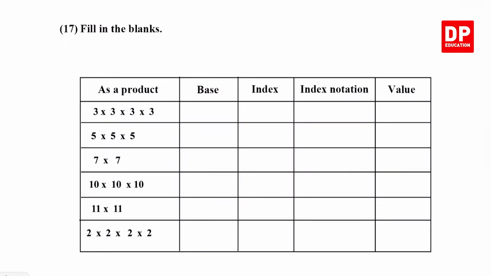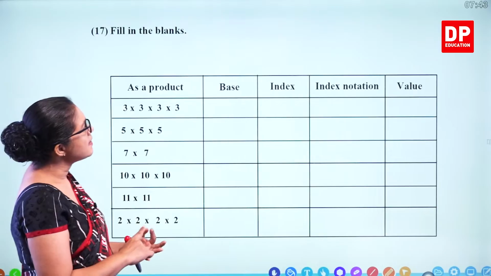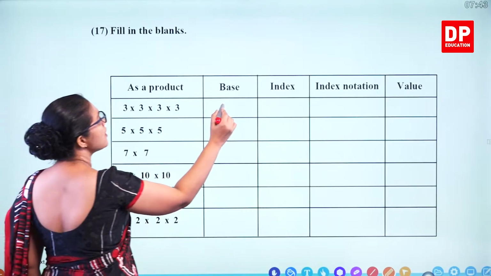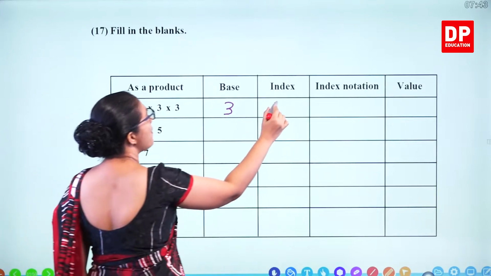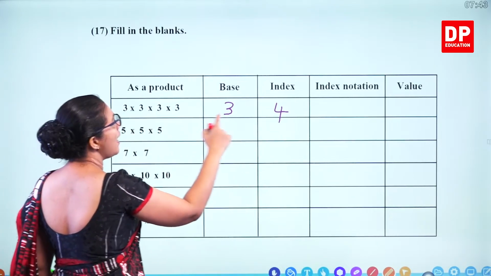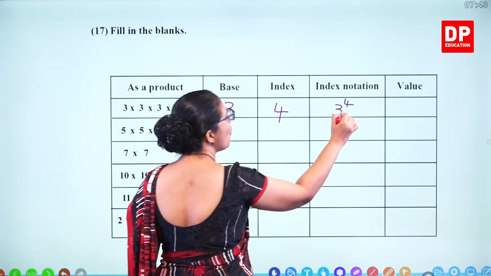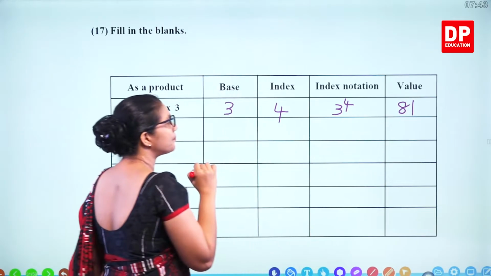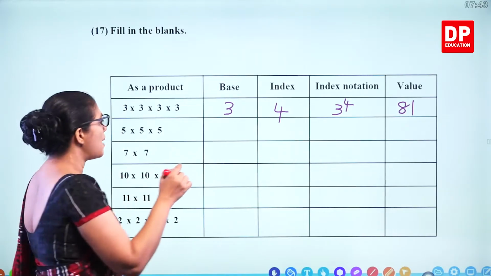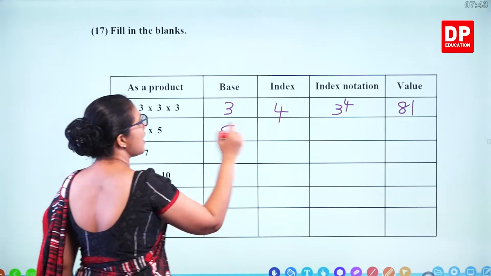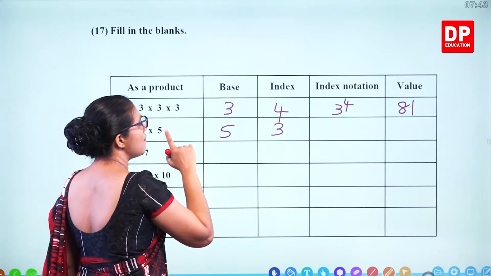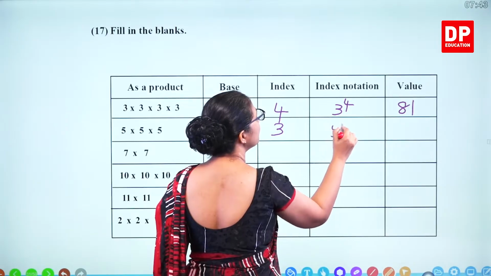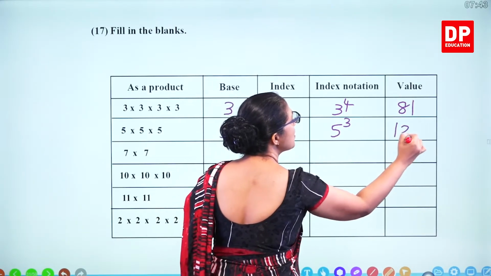Fill in the blanks. So you have to give the base, index notation and the value. 3 four times. So 3 is the base, power is 4 and this is 3 to the power 4. What's the number? 81. 5 three times. 5 is the base. Three times there, so index is 3. 5 times 5, 25. 25 times 5, 125.